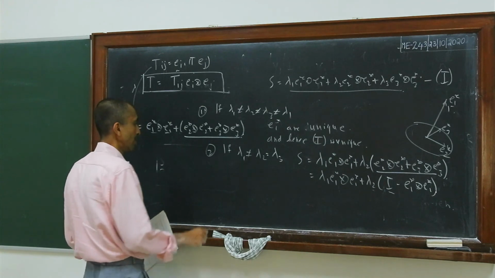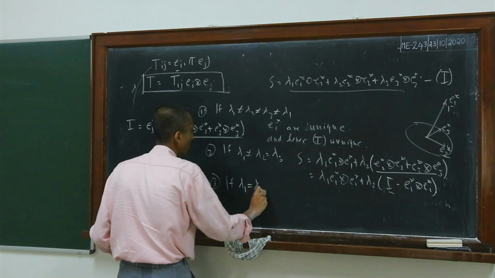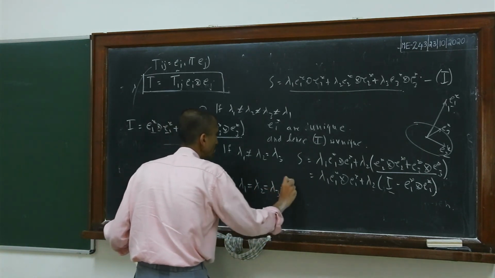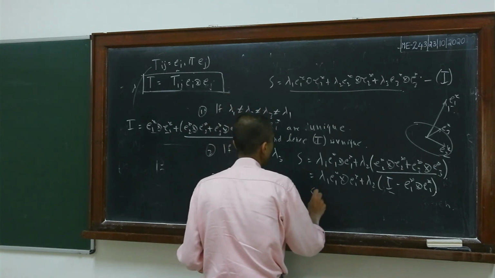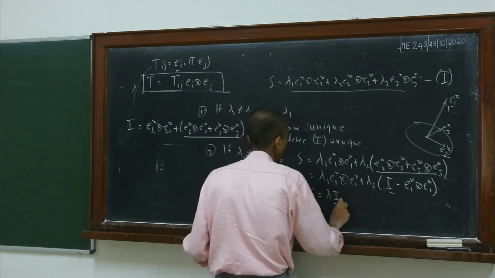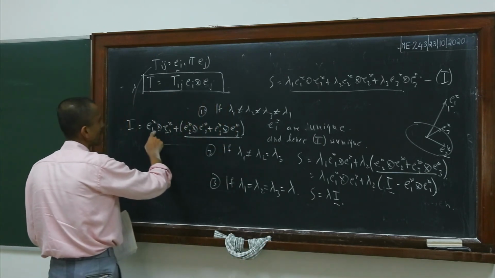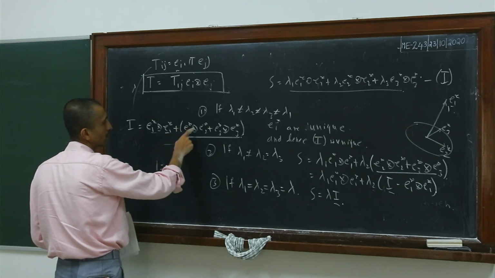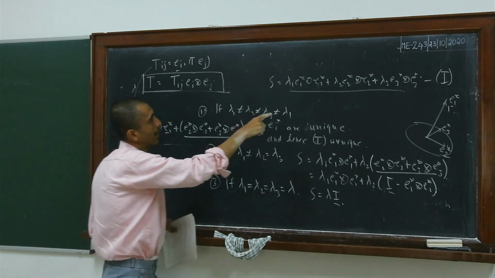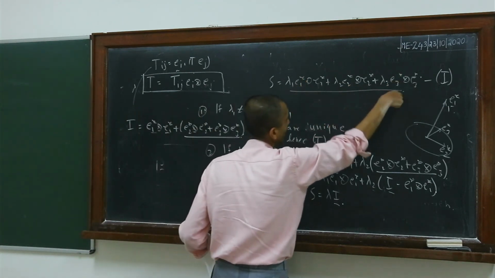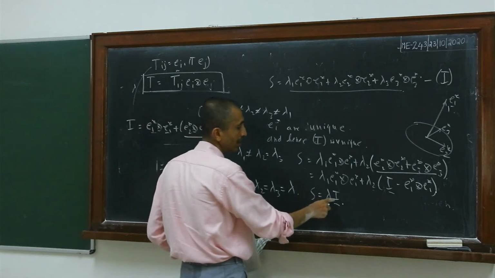The third case is that if lambda 1 is equal to lambda 2 is equal to lambda 3 is equal to lambda, then S is always equal to lambda times identity. Even from this result you can see that E1 star dyadic E1 star plus E2 star dyadic E2 star plus E3 star dyadic E3 star is identity. So here it is just lambda times the identity tensor. Again, even in this case it is unique.